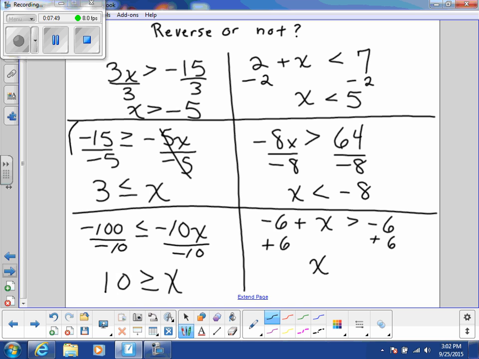That leaves x by itself on the left with a coefficient of positive 1. I do not flip the inequality because I did not multiply or divide by a negative number. Negative 6 plus 6 adds up to 0. That means any number greater than 0 will make that statement true. In other words, any positive number.